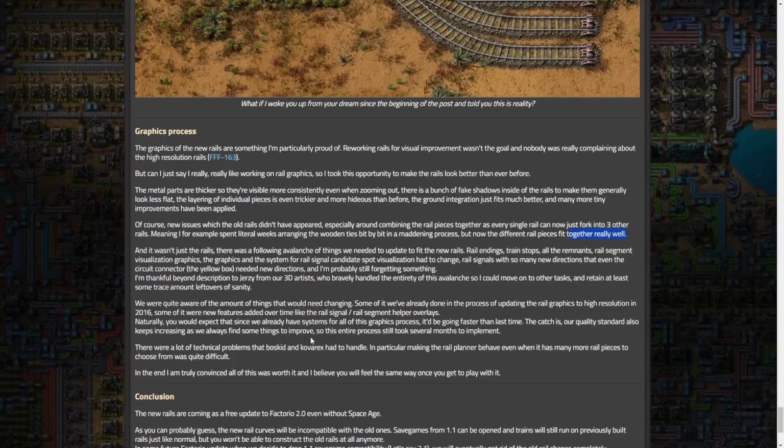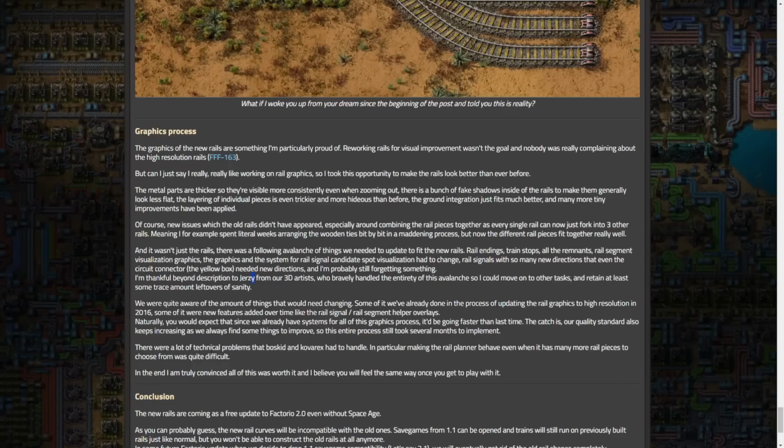It looks fantastic. And the thing is, it wasn't just the rails. There was like a falling avalanche of things that needed to be updated to fit the new rails, like rail endings, train stops, all the remnants, rail segment visualization graphics, the graphics and the system for rail signal candidate spot visualizations, rail signals, so many new directions that even the circuit connector, the yellow box, needed new directions, and more stuff. So he does say he's thankful beyond description to Jersey, I hope I'm saying that right, from our 3D artist who bravely handled the entirety of this avalanche, so we can move on to other tasks and retain at least some trace amounts of sanity.